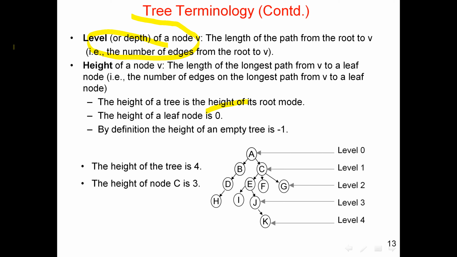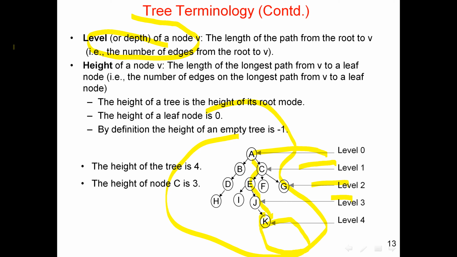So you can understand, looking at this tree, the first one is level 0, then level 1, level 2 and level 3 and so on. And the height of the tree is 4. Why? Because you can see the longest path: 1, 2, 3 and 4. Height of the tree is the height that you see from leaf, I'm talking about K to A. If you see how many edges you have, 1, 2, 3, 4. So there are 4. So altogether you can say the height of the tree is 4.